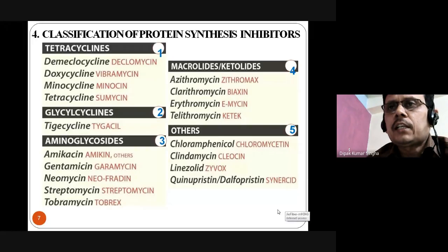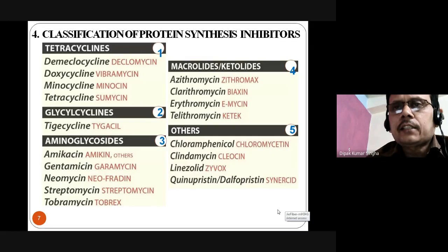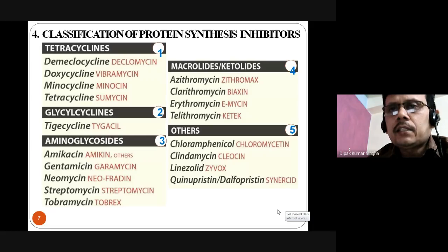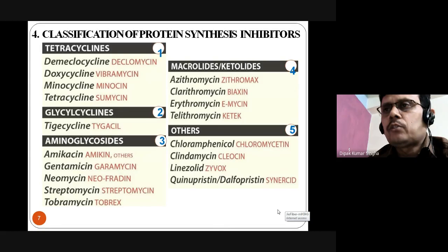First one, the tetracycline group of antibiotics: demeclocycline, doxycycline, which are market names, and minocycline and tetracycline. Another is glycylcycline, tigecycline. Then aminoglycosides like amikacin, gentamicin, neomycin, streptomycin, tobramycin, and the macrolide group or ketolides: azithromycin, clarithromycin, erythromycin, telithromycin. But in this group, erythromycin is the first.